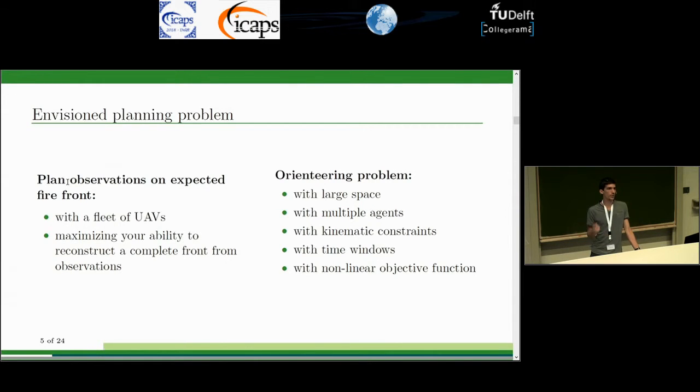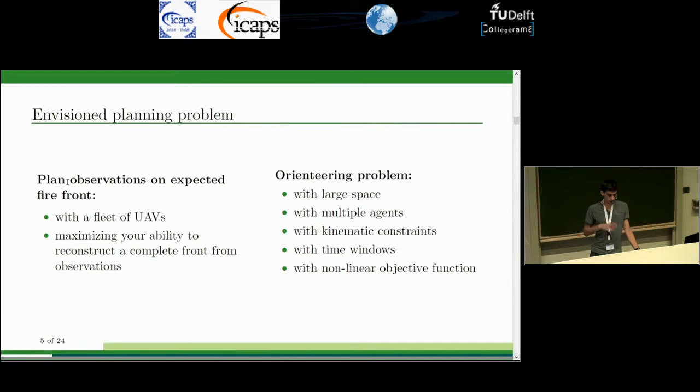Essentially you have a very large and continuous search space. You have multiple agents and they all have kinematic constraints, because fixed-wing UAVs move very fast and they cannot turn in place. You have time windows, because the fire is constantly moving, so the fact that you can make an observation depends on the time at which you arrive at a given point, and you have non-linear objective functions.